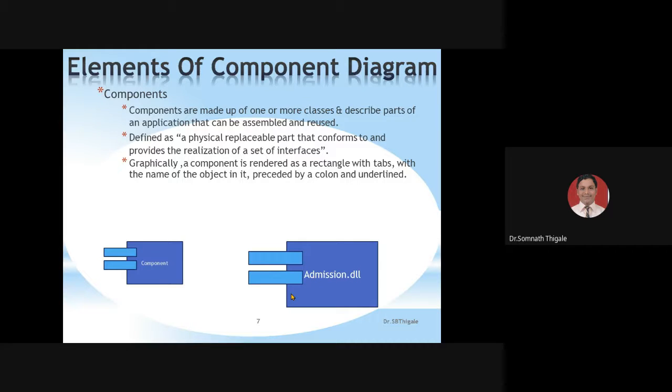Components are made up of one or more classes and describe the part of an application that can be assembled and reused. It is defined as a physical replaceable part that conforms to and provides the realization of a set of interfaces. Graphically, a component is rendered as a rectangle with tabs, with the name of the object in it preceded by a colon, underlined. This is just a notation to represent the component. These are the two tabs, a rectangle with two tabs.